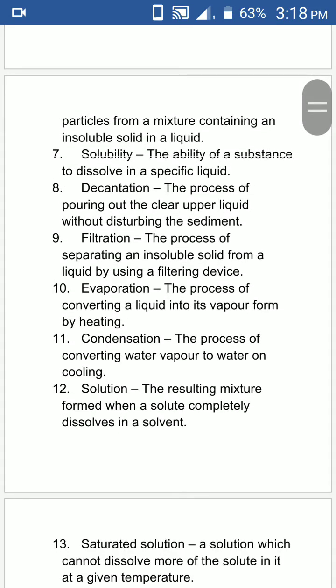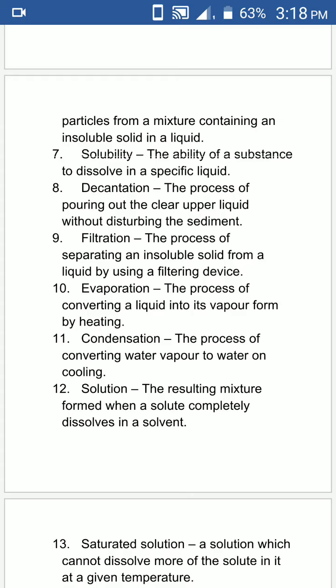Seventh is solubility, the ability of a substance to dissolve in a specific liquid. Eighth, decantation, the process of pouring out the clear upper liquid without disturbing the sediment. Ninth is filtration, the process of separating an insoluble solid from a liquid by using a filtering device.